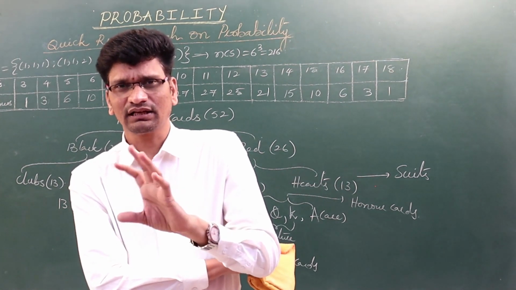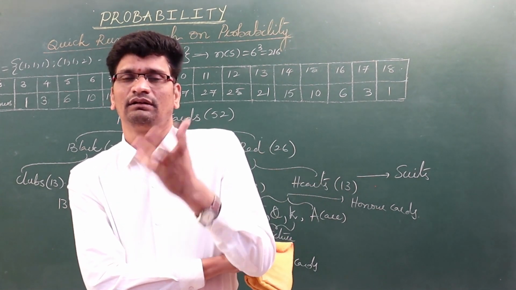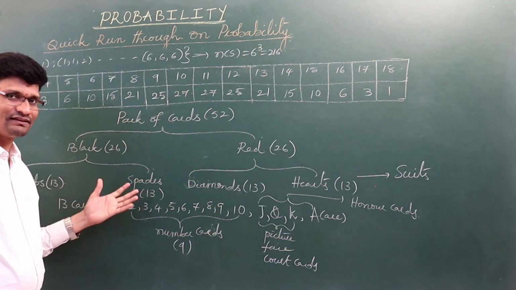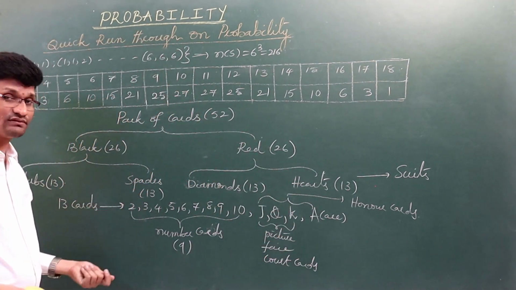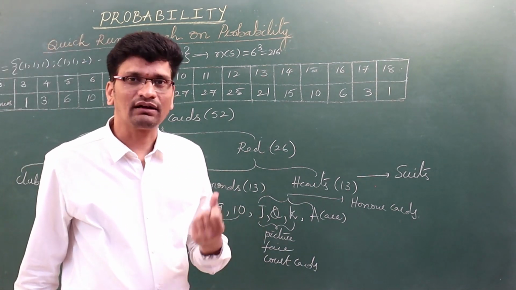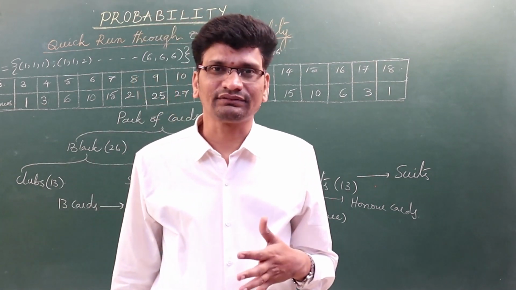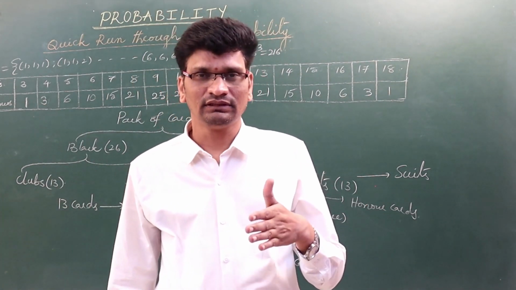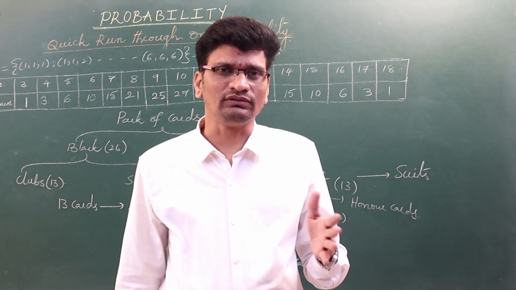According to the data, you classify the pack of cards. In general, this is the classification. This is the skeleton. But according to the data, we may change. Okay? So, this is the pack of cards model. By this, we discussed, again we revised all the concepts in the probability.